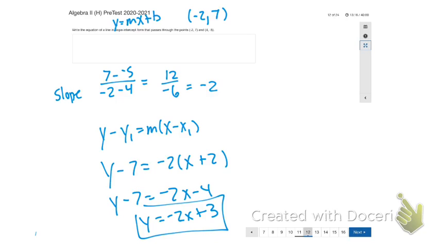And there's my equation. The other way you could have done this, if you did y equals -2x plus b, you could plug in the x and the y and solve for b. That's another way that you could get your answer, and you'd get that b equals 3. Whichever method is easier for you, you end up with the same answer.